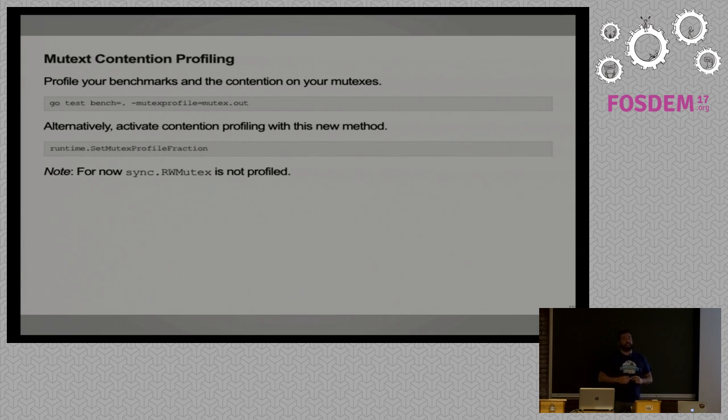And then something really cool. We have mutex contention profiling. So when you do go test dash bench to run your benchmarks, you can add dash mutexprofile. We had dash cpuprofile, dash memprofile. Now you have dash mutexprofile that will generate a report of how often your Go routines are locked in a mutex.